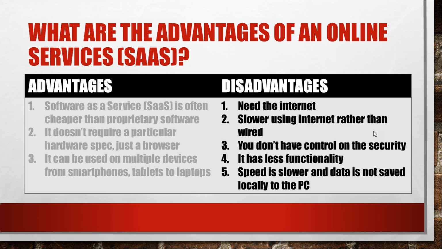Also, a bit on the other point earlier, speed can be slower and you're completely dependent on the internet. And because you don't need the internet to run Word on your computer, you can just run it on the computer with no connection of any sort. And obviously your data is saved locally to the PC, so that's an advantage of having proprietary software that's saved locally. So with either proprietary or online software, there's always advantages and disadvantages. You can flip them either way.